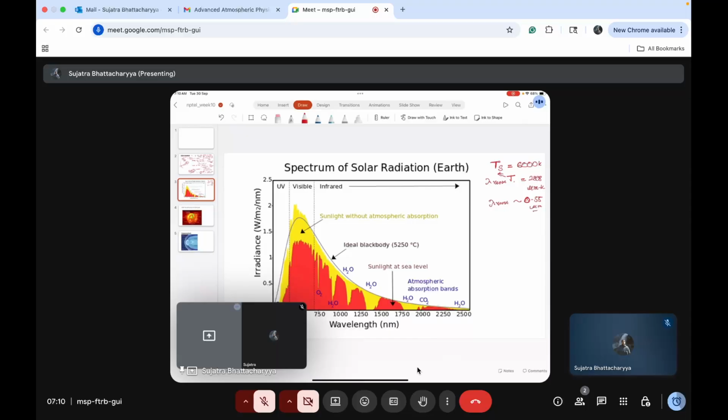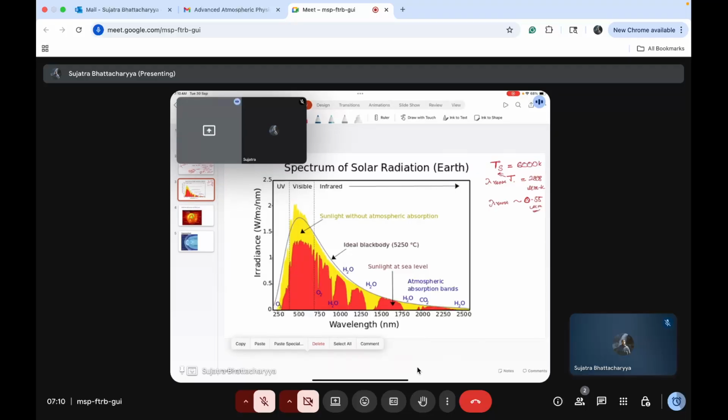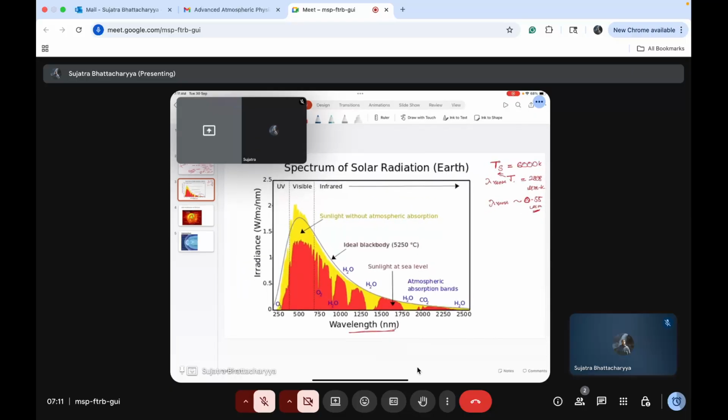So here, if you just look at these regions, this is in nanometers. Remember, the wavelength here is in nanometers. We are calculating in micrometers, so there is a difference. A micrometer is 10 to the power minus 6 meters, while a nanometer is 10 to the power minus 9 meters. So there is a difference.